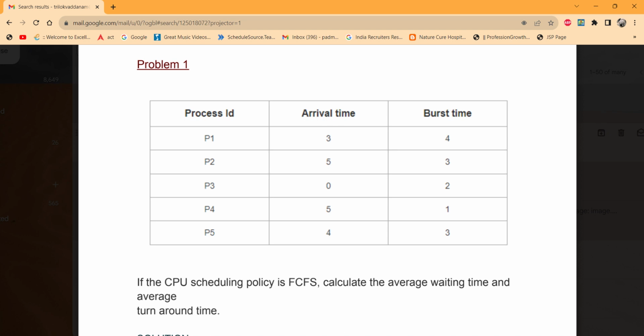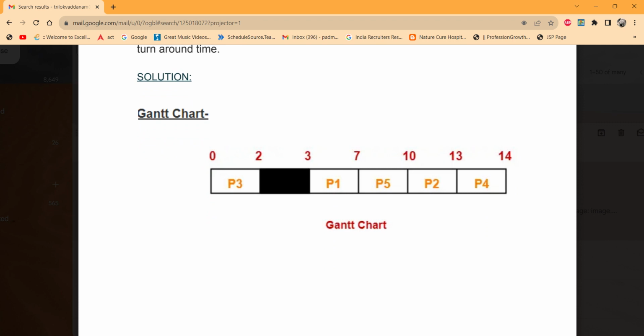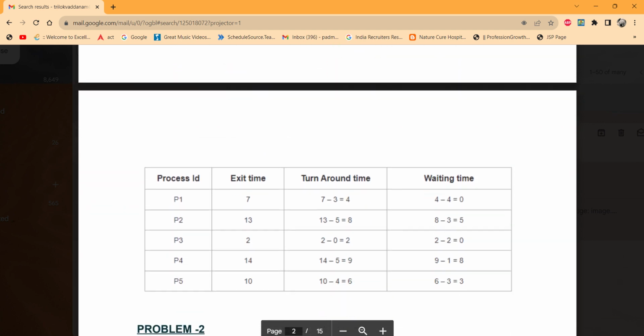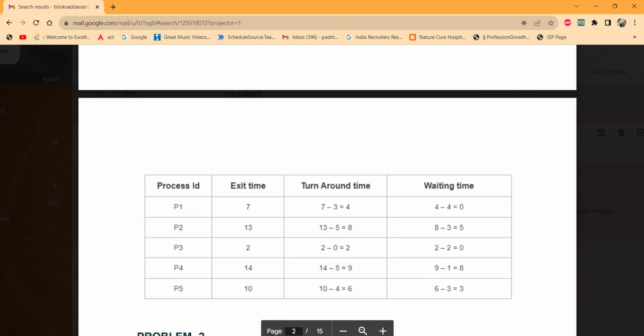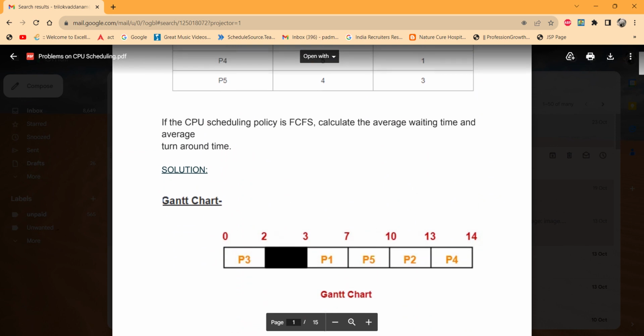Okay, friends, let us see the solution to this problem. Friends, as you can see on my screen, this is the Gantt chart that is obtained for the above problem, and the table, the turnaround time and waiting time are calculated as shown. These are the particular turnaround time and waiting time for the particular process. My dear friends, now I will explain how this Gantt chart is being constructed with the help of the given table.